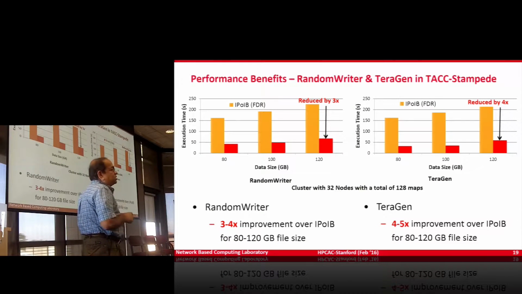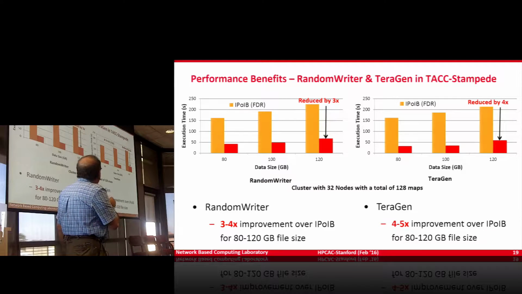But let's take a look at some of the numbers. If you download our stack, these are the kind of numbers you will see. There are some standard benchmarks. Those who are familiar with the Hadoop community might know these, like RandomWriter, TeraGen. This number is taken on the TACC Stampede system. It is InfiniBand FDR. And here it says RandomWriter.